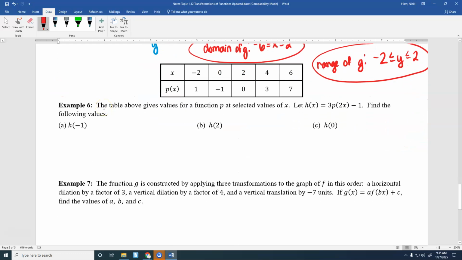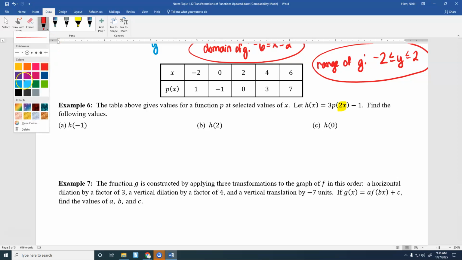For 6, we have a table. So we're going to look at what we need to do for the table. The table gives the values for the function p at selected values of x. Let h equal 3p of 2x minus 1. And we're supposed to find the following values. So what we need to do is adjust our table based on the formulas that we see here. So, just like we did on the last one, the stuff on the inside is going to affect our x values. So, in this case, we have a dilation by a factor.